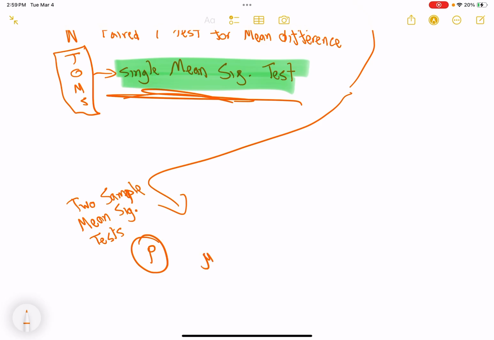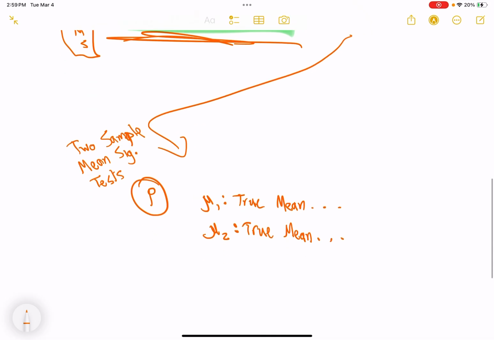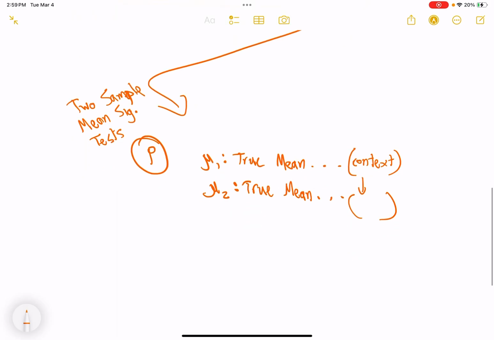Set our parameters. Mean 1 is the true mean. It's all the stuff we did with confidence intervals. And true mean number 2, the mu2, if you will. So all of that should be context for what it is that we are measuring. True mean of one thing, true mean of the other thing. And those parameters are set.